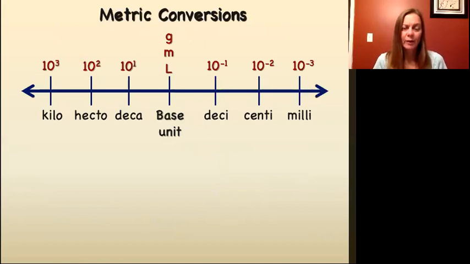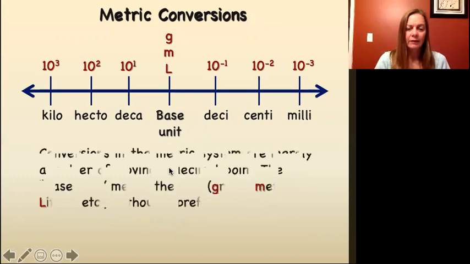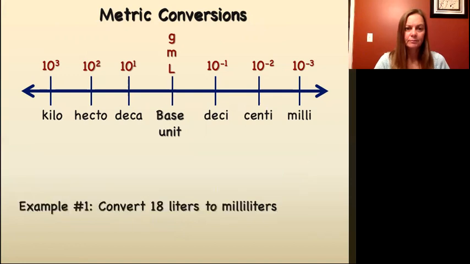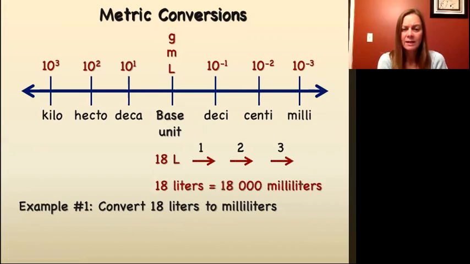Okay, so when we are talking about metric conversions, when we talk about the base unit, we're talking about the unit with no prefix. If we want to convert in the metric system, all we have to do is move the decimal point. Base unit is the unit without a prefix. If we want to convert 18 liters to milliliters, we're going to start with our base unit. Then because we are moving towards a smaller unit, we're going to move our decimal place 1, 2, 3 times, and we're going to have 18,000 milliliters for 18 liters.